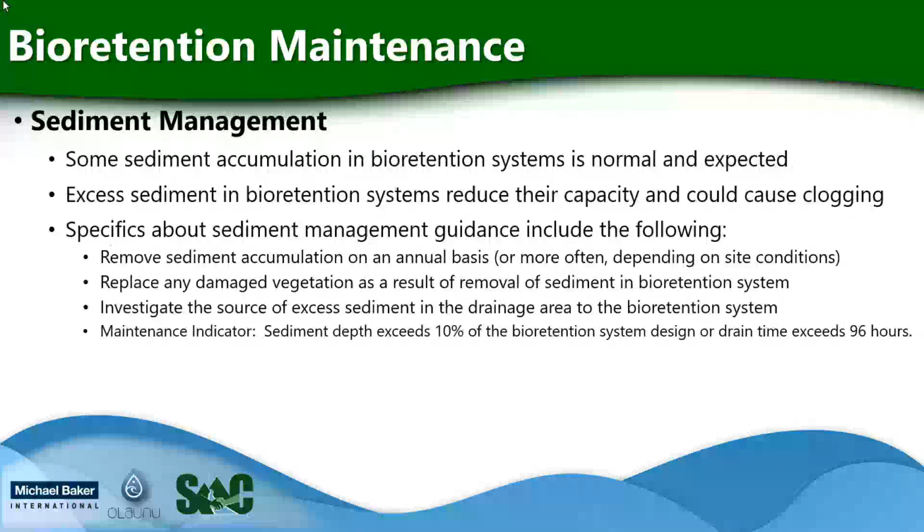Remove sediment accumulation on an annual basis or more often as needed. Replace damaged vegetation as a result of removal of sediment in bioretention systems. And investigate the source of excess sediment in the drainage area if you have problems with stabilization. The maintenance indicator is sediment depth exceeding 10% of the bioretention system design or the drain time exceeding 96 hours.